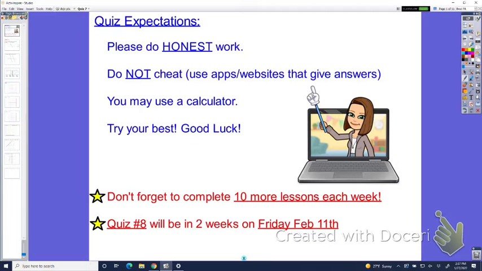Make sure when you do the quiz, as always, do honest work. Don't use any apps or websites. Cheating is frowned upon. You can use a calculator though. Try your best. Good luck.